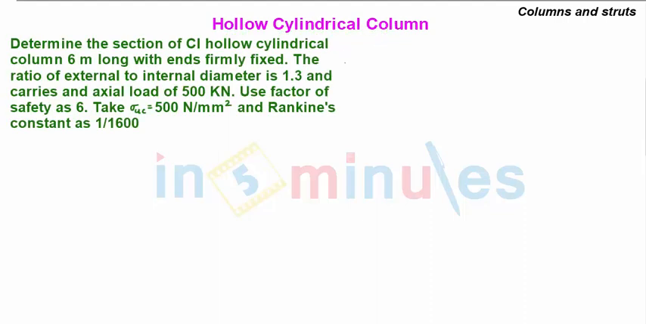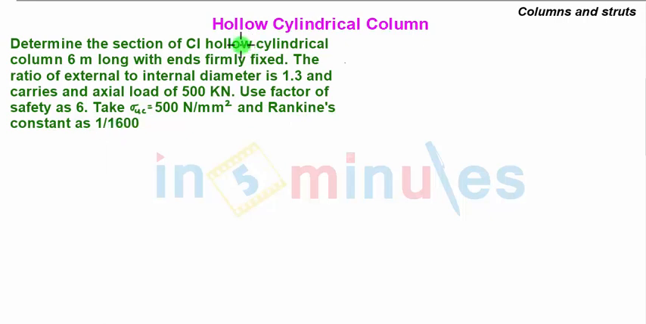We take a problem on columns and struts and we consider a hollow cylindrical column. Our problem statement is: determine the section of a cast iron (CI) hollow cylindrical column which is 6 meter long with ends firmly fixed. The ratio of external to internal diameter is 1.3 and it carries an axial load of 500 kN. Use factor of safety as 6. Take sigma UC equal to 500 Newton per mm square and Rankine's constant as 1 by 1600.